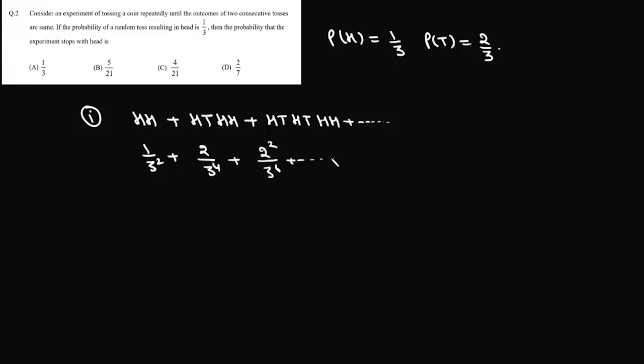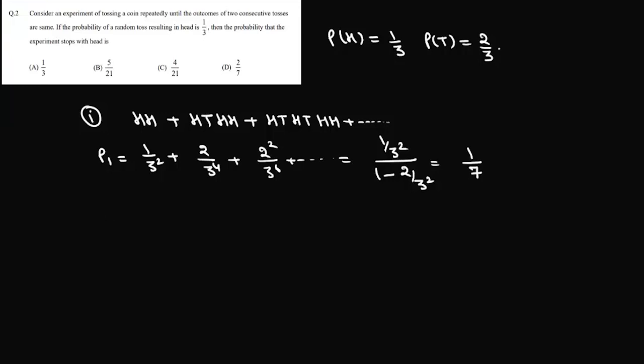So if we calculate this sum, or this part of the probability P1, it will be 1 by 3 square, a upon 1 minus r, which is 2 upon 3 square, and this probability will be 1 upon 9 minus 2, that is 7. So this probability is 1 by 7. So that's your first case.